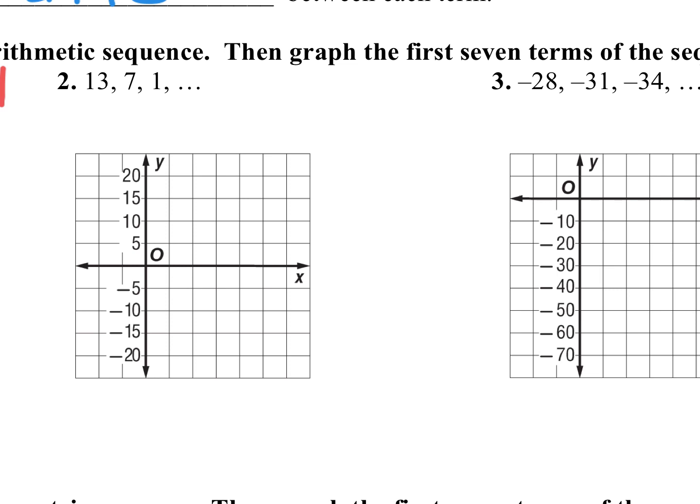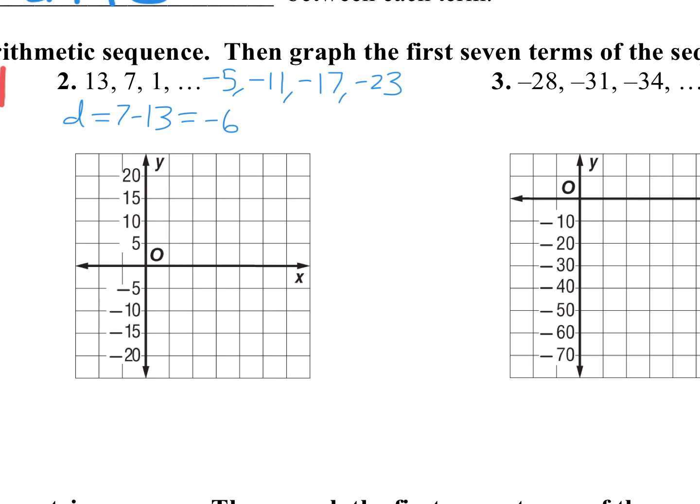All right, for number 2, notice the values are decreasing in value. So that means we're going to have a negative common difference. For this one, the common difference is 7 minus 13, which is negative 6. So just take the last value in our list, which was 1. Subtract 6, you get negative 5. Subtract 6 again, you get negative 11. Negative 11 minus 6 is negative 17. Negative 17 minus 6 is negative 23.